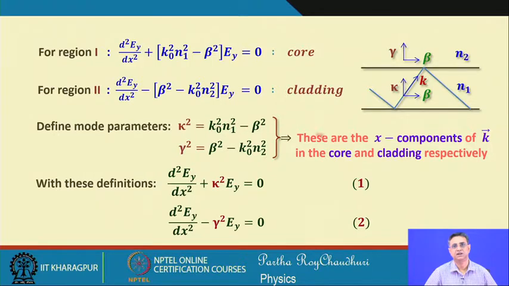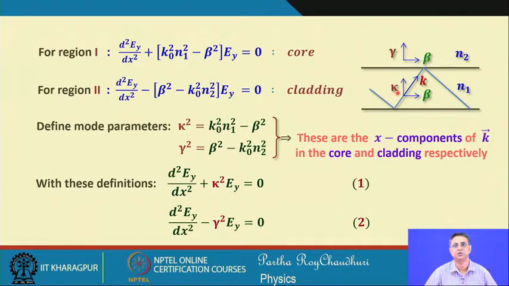This we have seen, these are the x components of the k vector in the core and cladding. So, kappa square is written as k 0 n 1 square minus beta square. Beta is the z component of the propagation vector, and kappa will have the x component, and along the y direction we have assumed that the waveguide is infinite. So, we get rid of the y component of this k vector. So, the k x and k z, these two constitute k. Within the core we have called the x component kappa, and within the cladding we call it gamma.